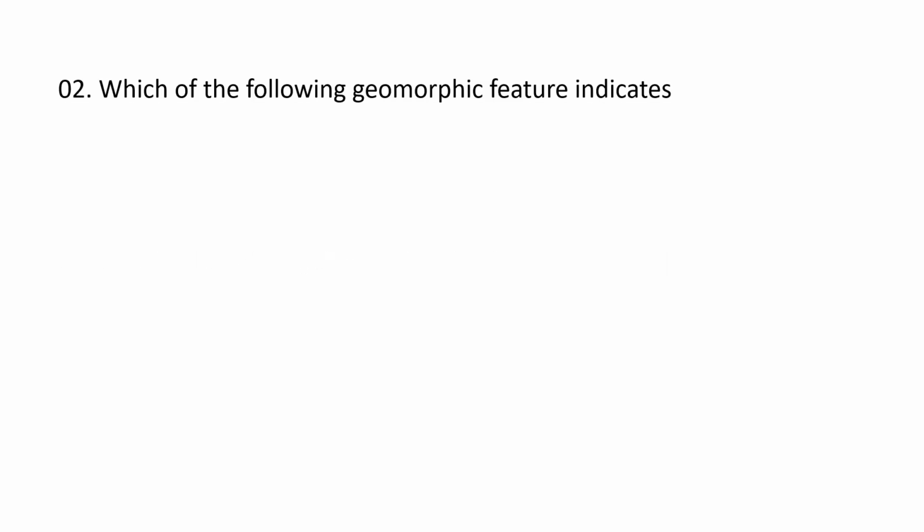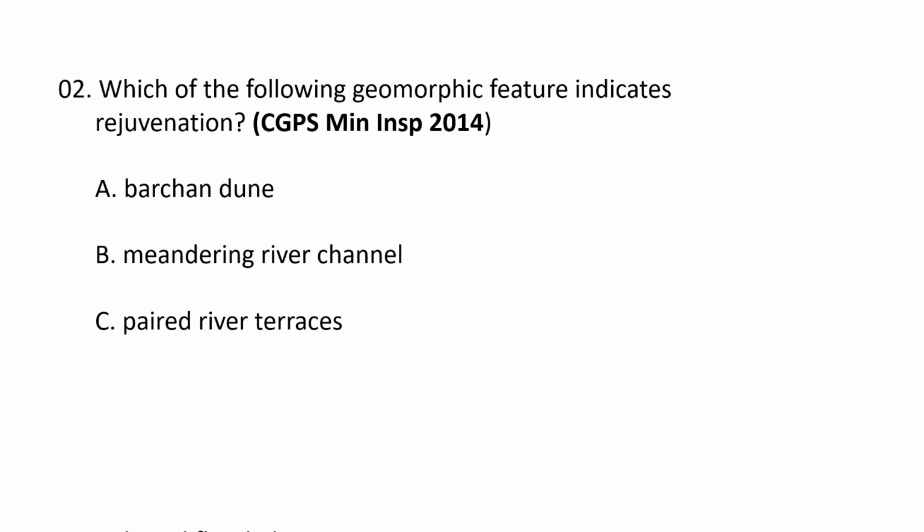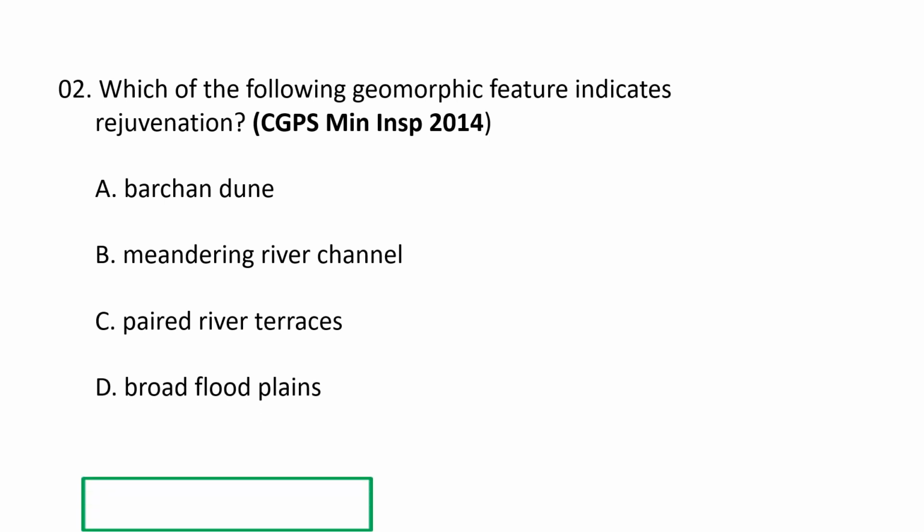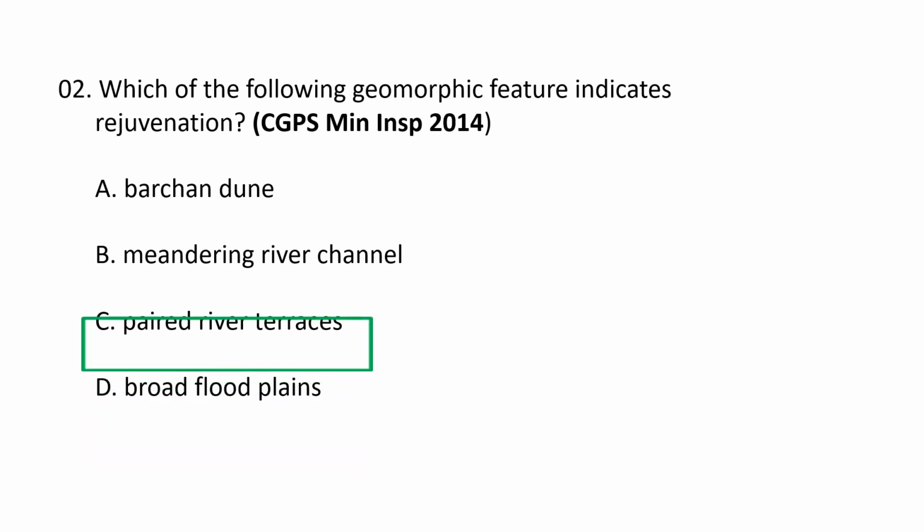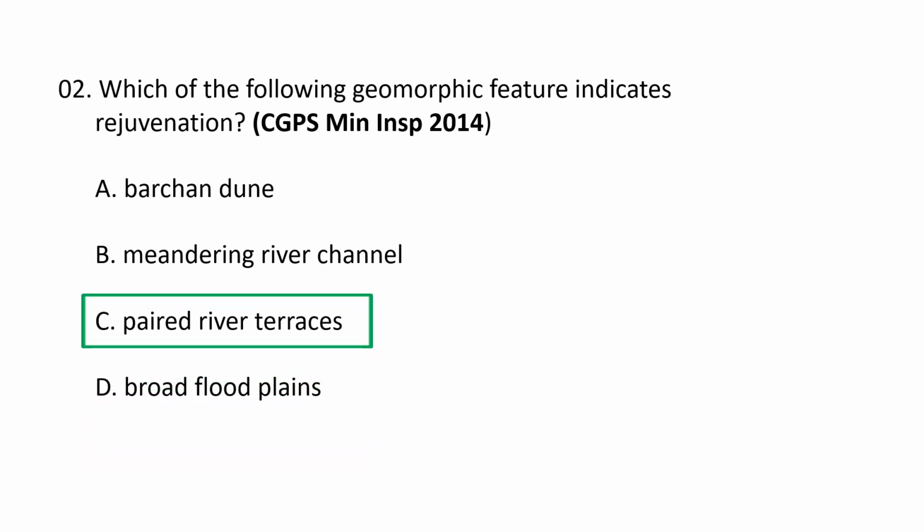Next question. Which of the following geomorphic features indicates rejuvenation? A. Barchan dune, B. Meandering river channel, C. Paired river terraces, D. Broad floodplains. The geomorphic feature which can indicate rejuvenation is the paired river terraces.